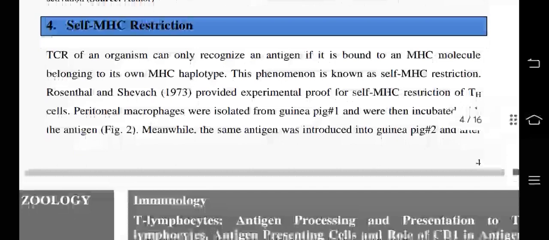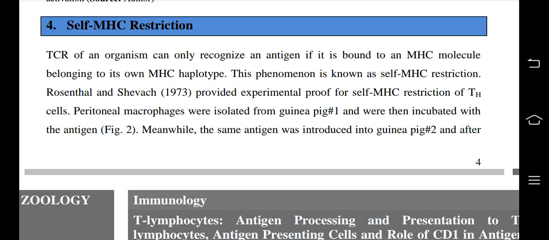Then self-MHC restriction. TCR of an organism can only recognize an antigen if it is bound to an MHC molecule belonging to its own MHC haplotype. This phenomenon is known as self-MHC restriction.